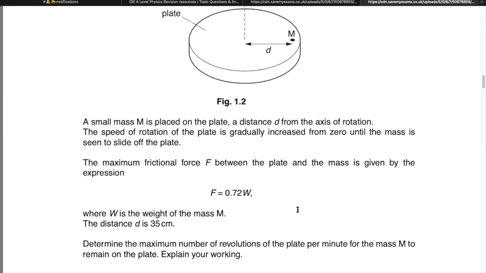Just type your answers, even if it's wrong, because that's how you get the confidence to solve the questions. You don't want to mess up your Cambridge International exam, but you can mess up these questions.